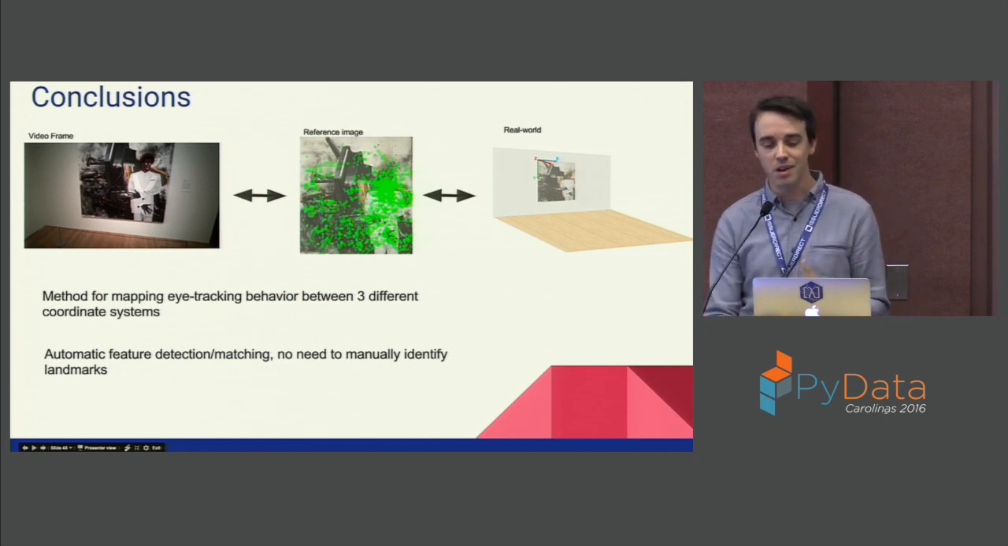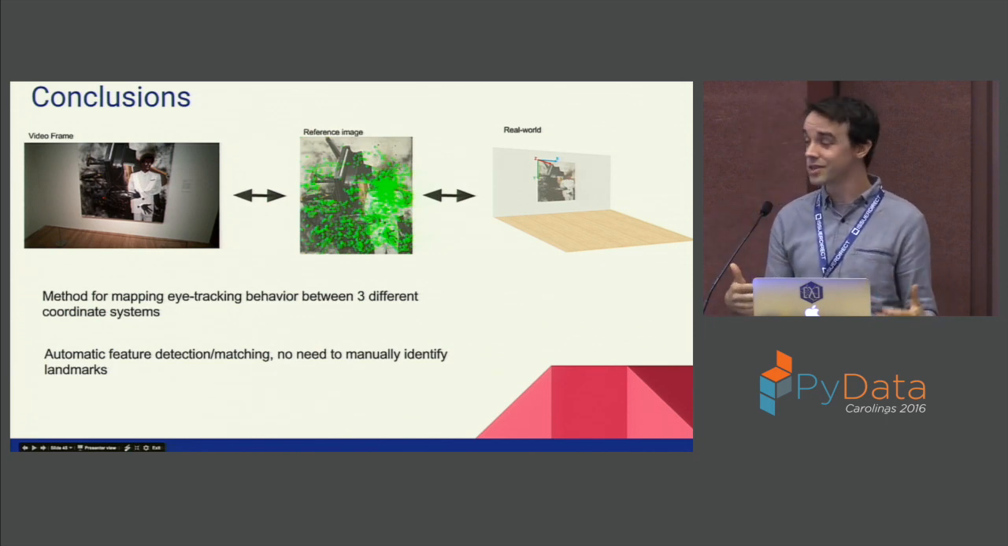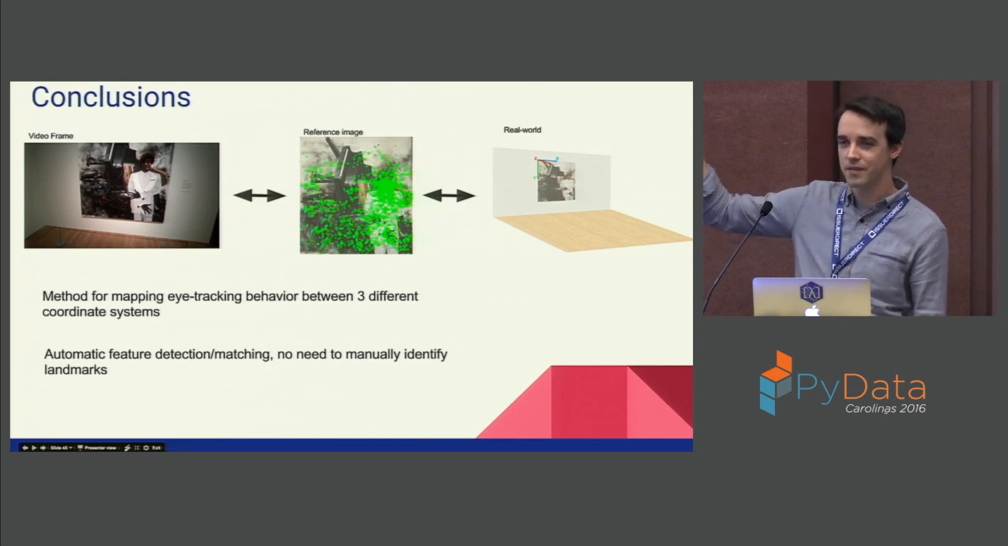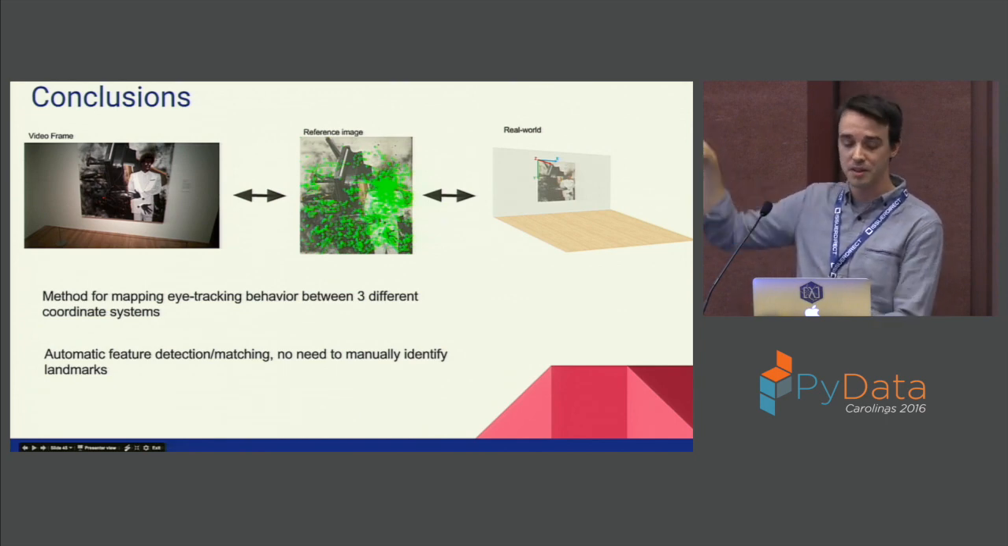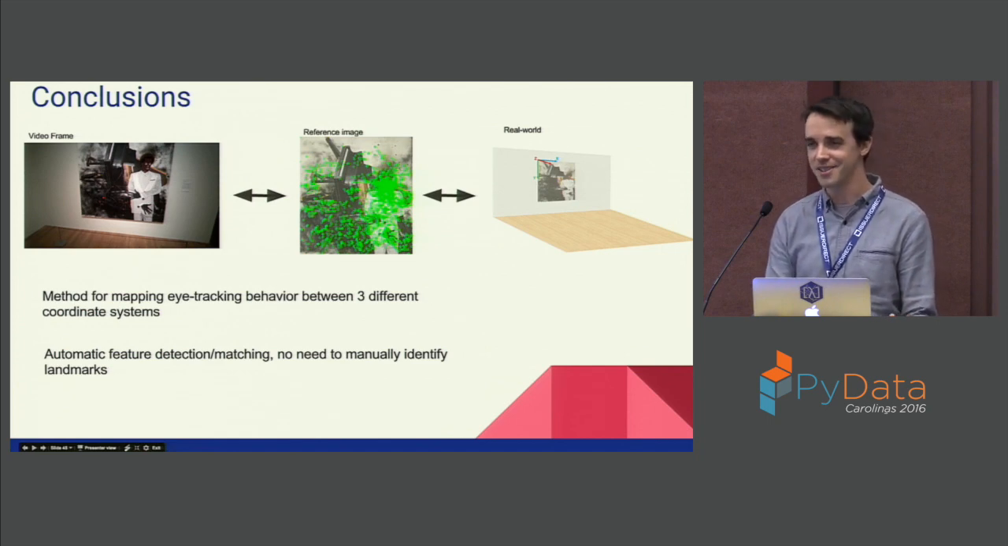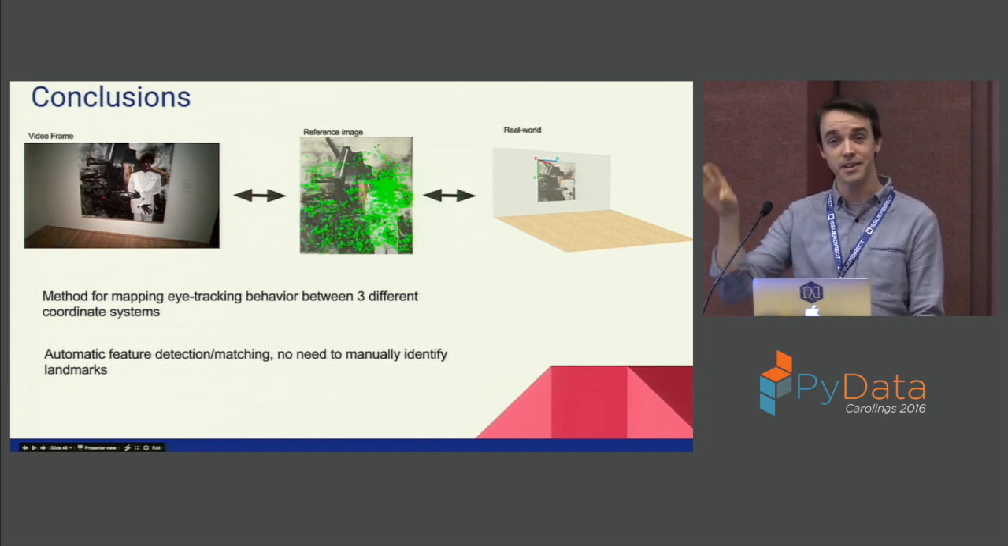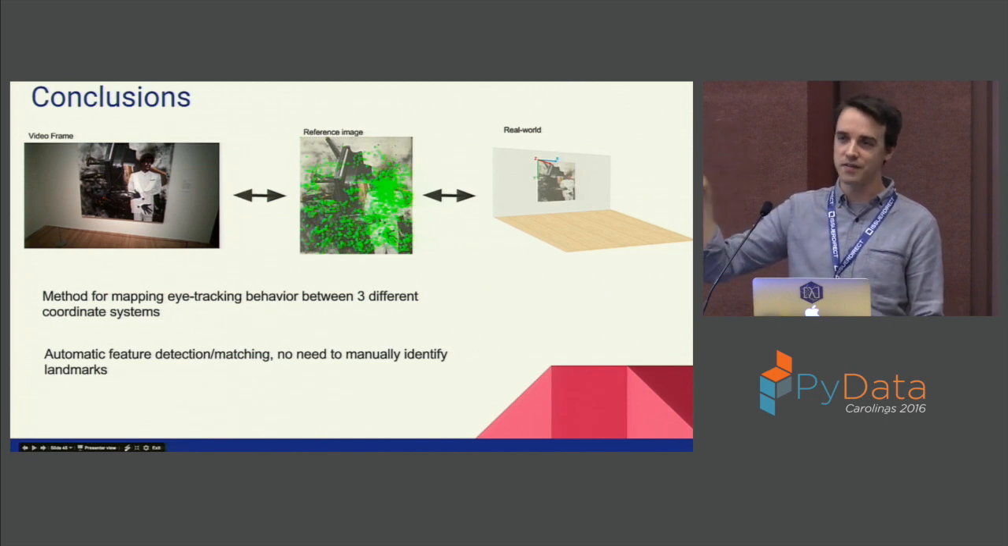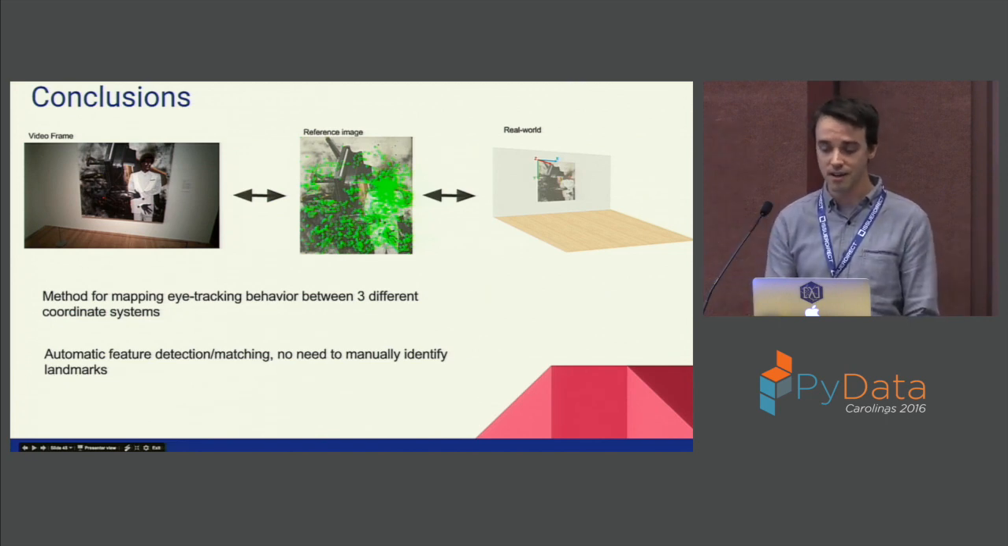And we've outlined a way that you can cleanly and reliably translate between these three different coordinate systems we have: the video, the reference image, and the 3D environment that the person's in themselves. And best of all, this mapping is done automatically. There's no need to painstakingly go in and manually identify features on your reference image or on the video or anything like that. It can all happen programmatically.